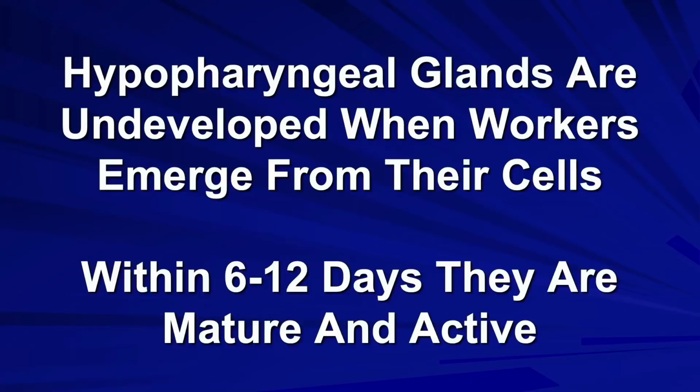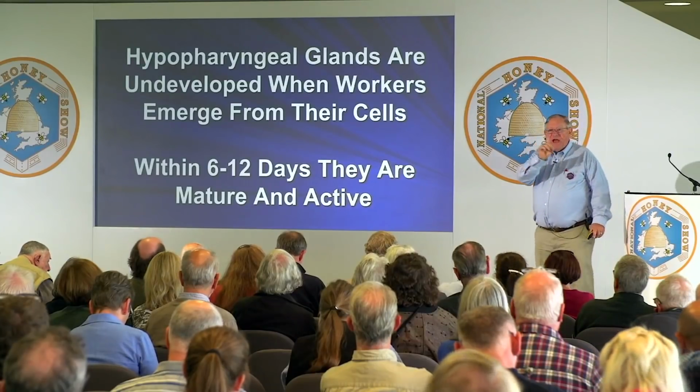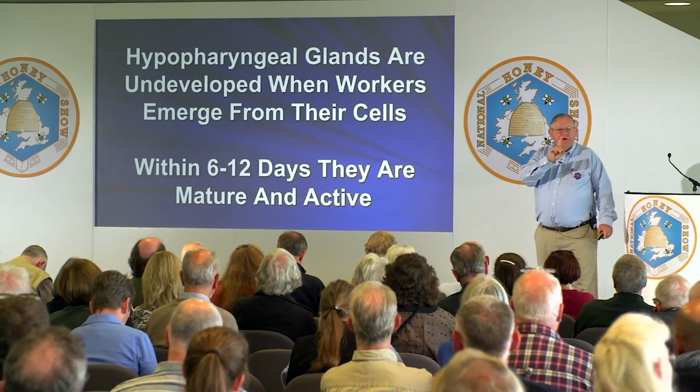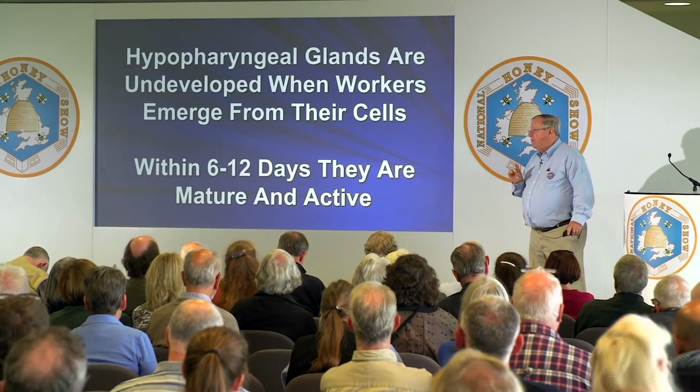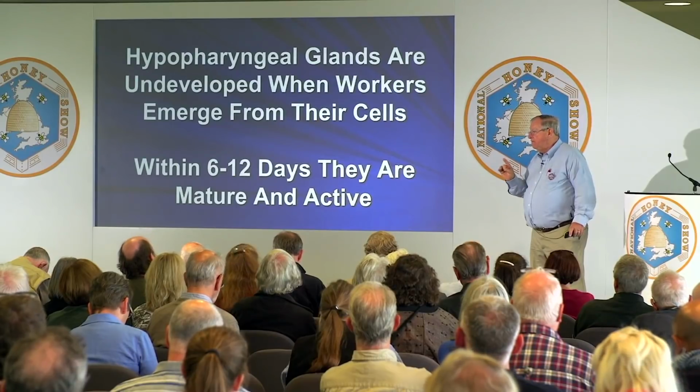But what we want you to realize, the source of that jelly is coming from two different glands rather than one. Hypopharyngeal glands are undeveloped when workers emerge from their cells. Within 6 to 12 days, these glands become active and develop. But in order for that to occur, nurse bees have to consume large amounts of pollen or protein.